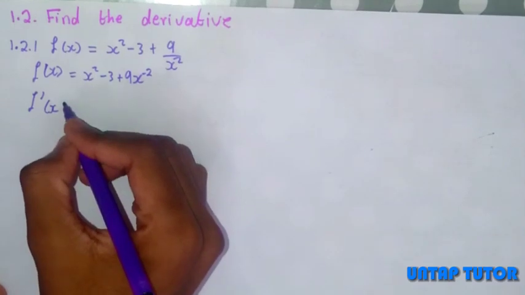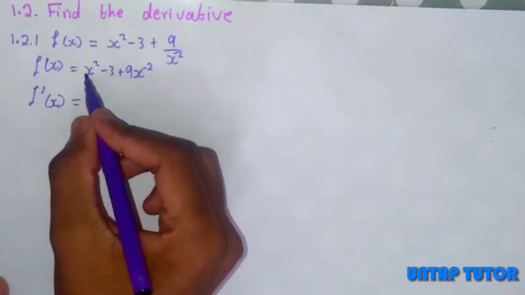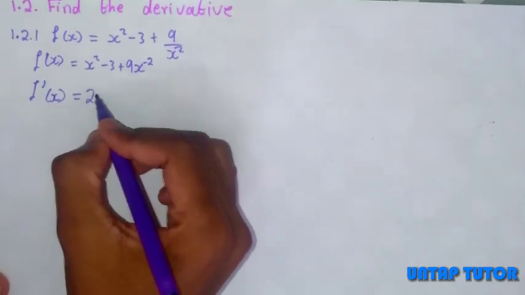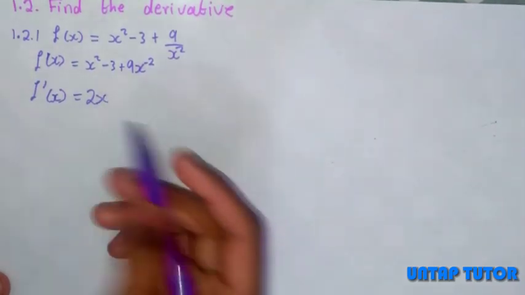derive our equation. So f prime of x is going to be, using the power rule, 2 times the number in front of x, which is going to be 2, x to the power of 2 minus 1, which is just 1, so there's no need to write 1 over there.